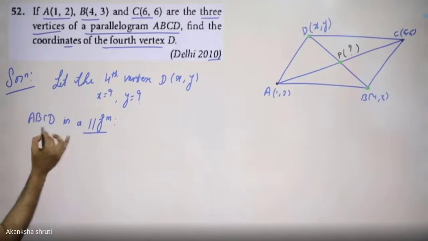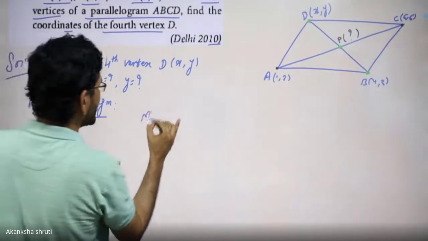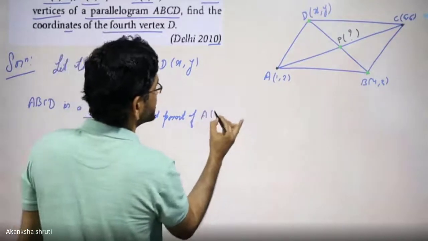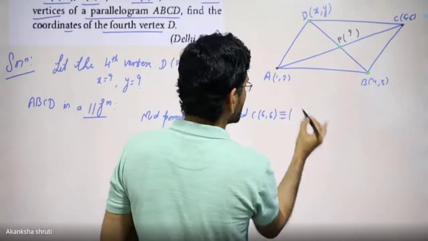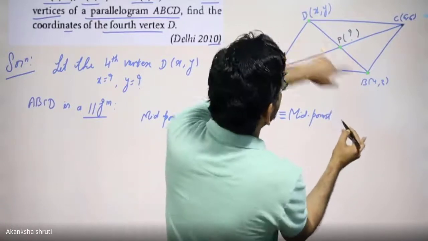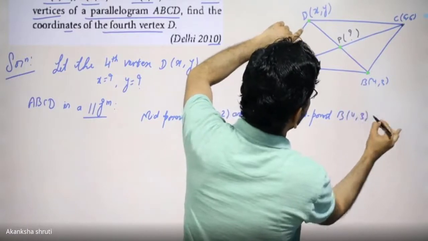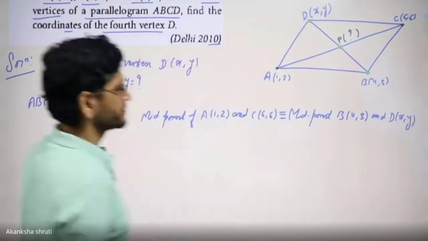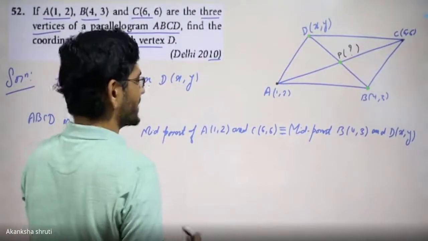So right here, students, since ABCD is a parallelogram, we can write that the midpoint of diagonal AC is the same as, or identical to, or coinciding with the midpoint of the other diagonal. The other diagonal is our BD, with B as 4, 3, and D is the x and y that we want to calculate. Now calculate the midpoint of AC by using the midpoint formula.